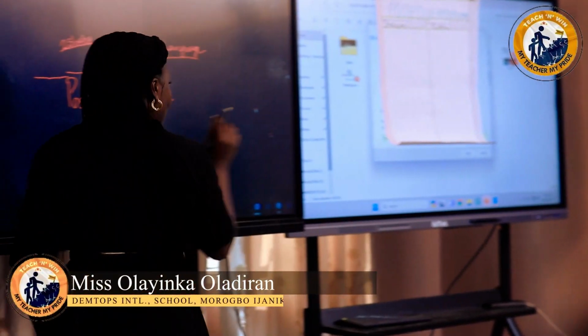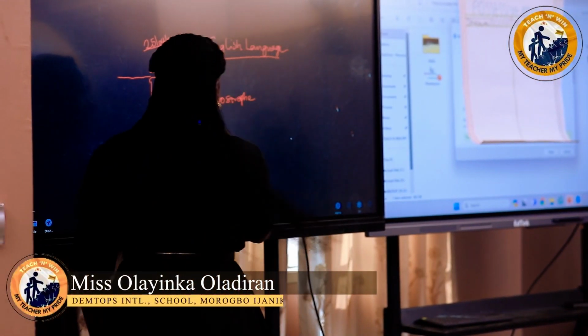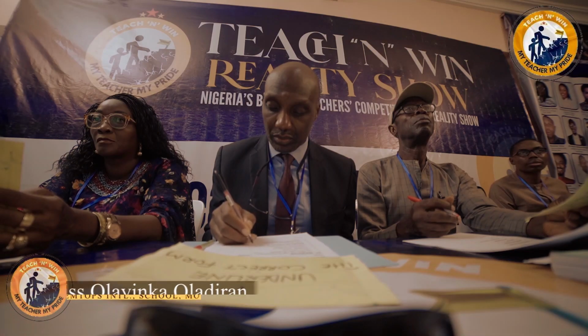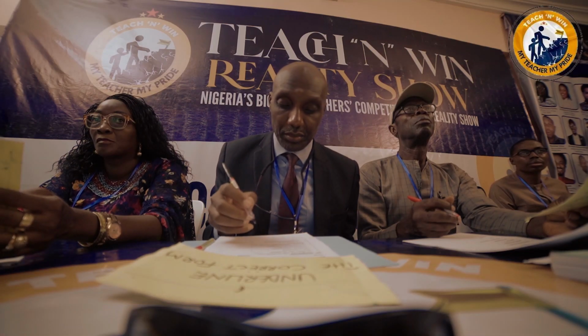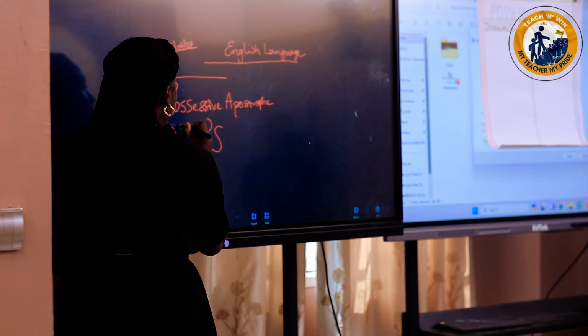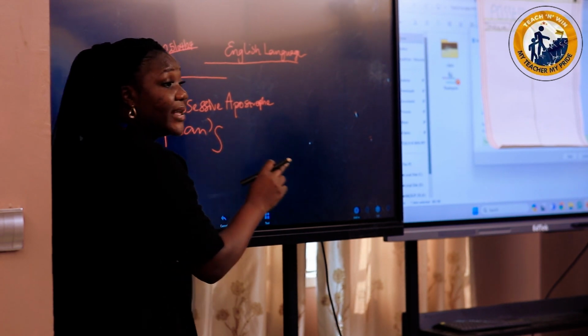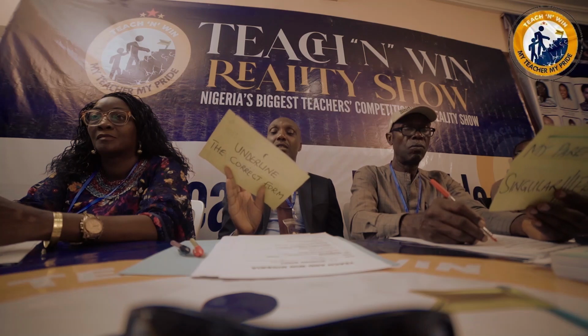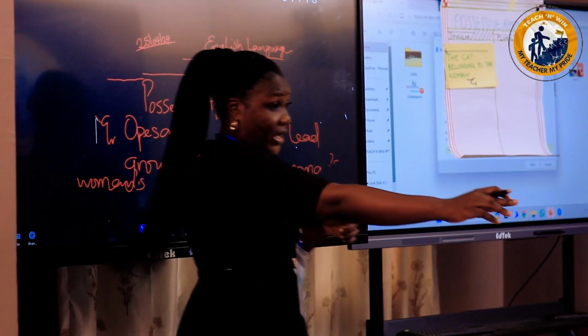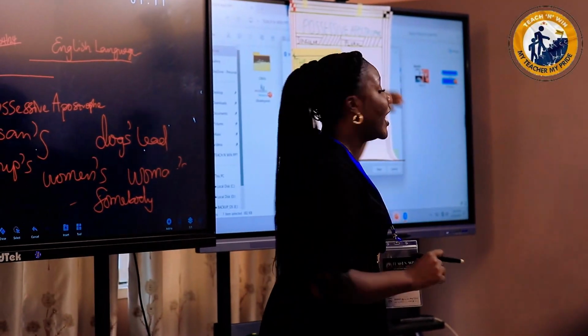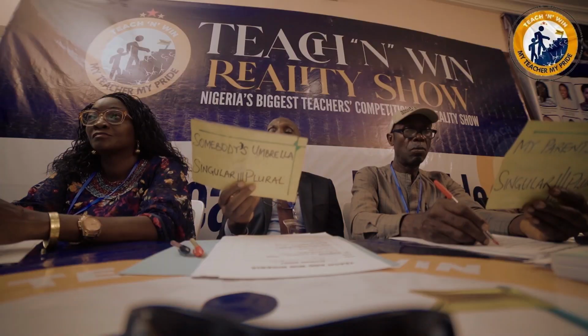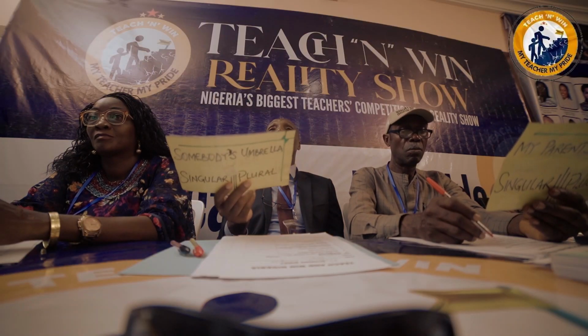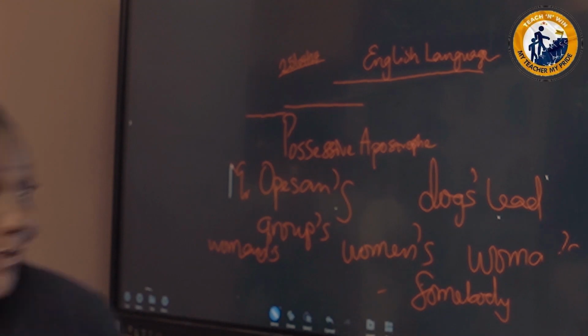Now, the emphasis is on his name, one person, and we have the apostrophe S after his name. His name is Mr. Opeson, so it is Mr. Opeson's bottle. Somebody's. Is that used in plural form or singular form? Well, somebody will be a person. Beautiful, beautiful, beautiful.